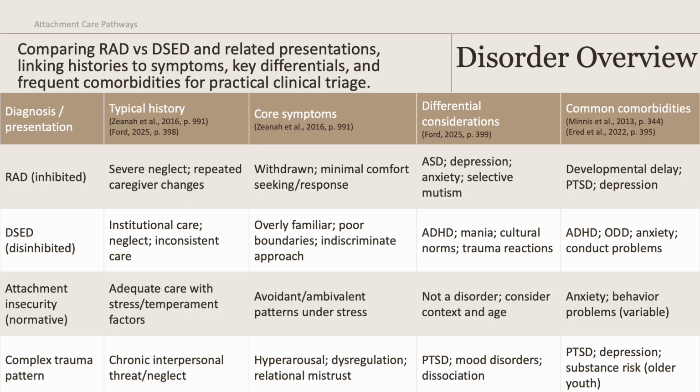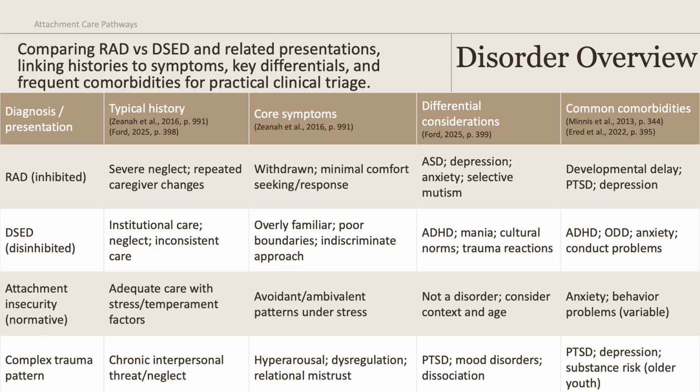Walking the second row, DSED, the disinhibited type. Typical history: these children typically experience institutional care, neglect, or grossly inconsistent caregiving. They never formed selective attachments because caregivers were constantly changing. Core symptoms in children: we see overly familiar behavior with strangers, poor interpersonal boundaries, and what we call indiscriminate approaching of anyone without appropriate wariness. Research shows that these patterns persist into adolescence and adulthood, presenting as boundary violations, impulsive interpersonal relationships, and chronic difficulty maintaining stable attachments.